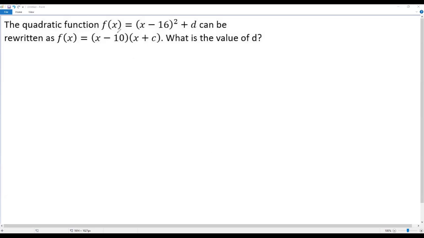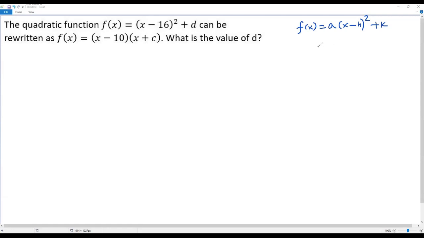Okay, so we have the same quadratic equation in different forms. The first one is in vertex form. The second one is in intercept form. First let me write the vertex form of a quadratic function in general. That is f(x) = a(x − h)² + k. So this is the vertex form of a quadratic function in general.